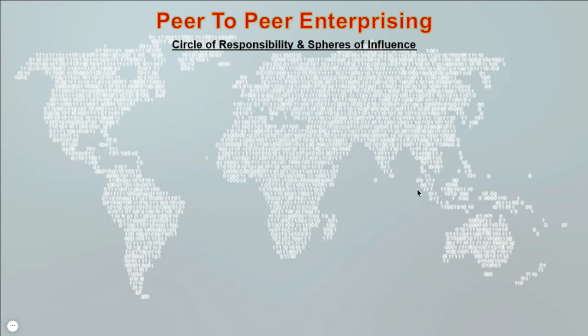I'm finally finished doing this very complex PowerPoint that you will see. And this PowerPoint is finally going to show you how the circles of responsibilities and spheres of influence generate the passive income that you all have already been making.